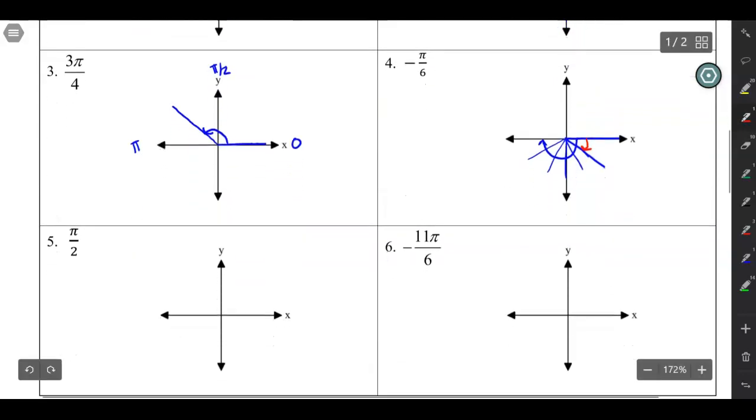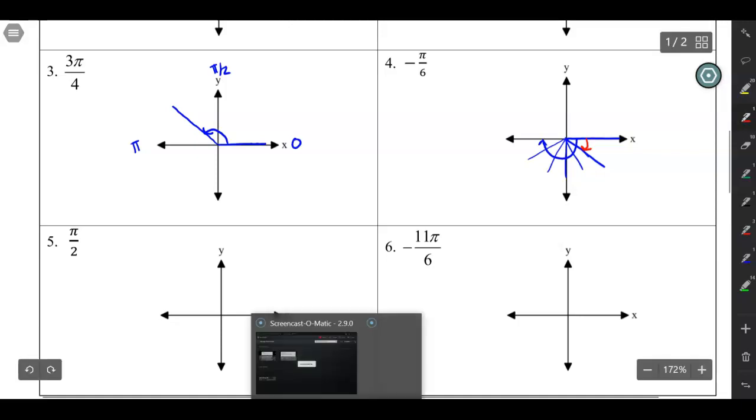Okay, what I want you guys to do is go ahead and take a look at 5 and 6. Try them on your own. Go ahead and hit pause on this video and then hop back on when you finish sketching them to double check your work.